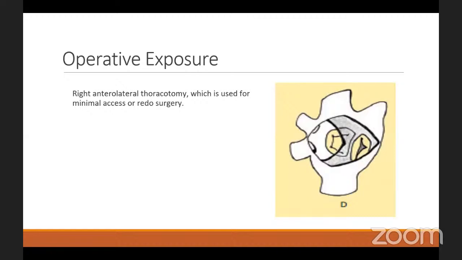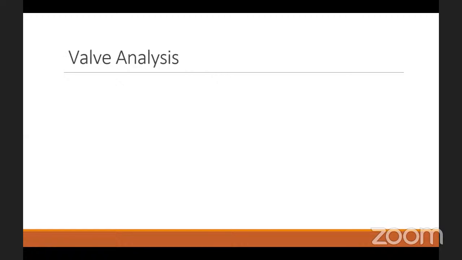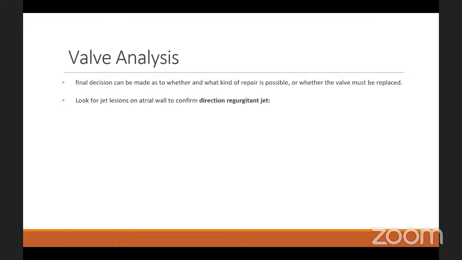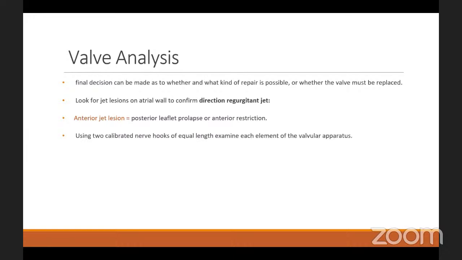The right anterior lateral thoracotomy is used for the minimally invasive redo surgery. For the valve analysis, intraoperatively, the final decision can be made whether repair is possible or the valve must be replaced. Look for the jet on the atrial wall to confirm the direction of the jet. As we said, an anterior jet lesion means posterior leaflet prolapse or anterior leaflet restriction.